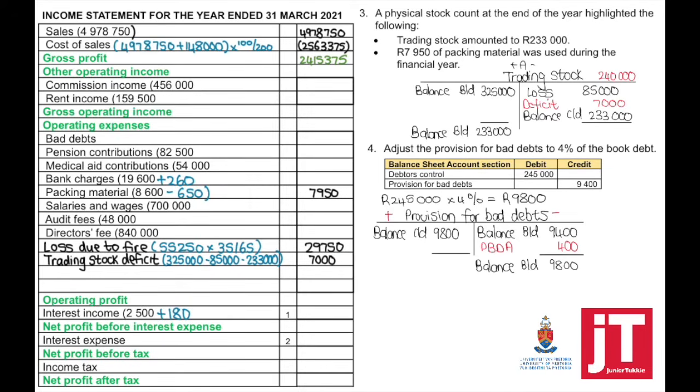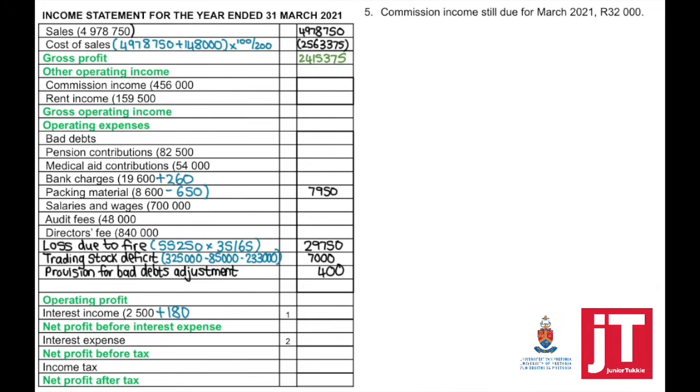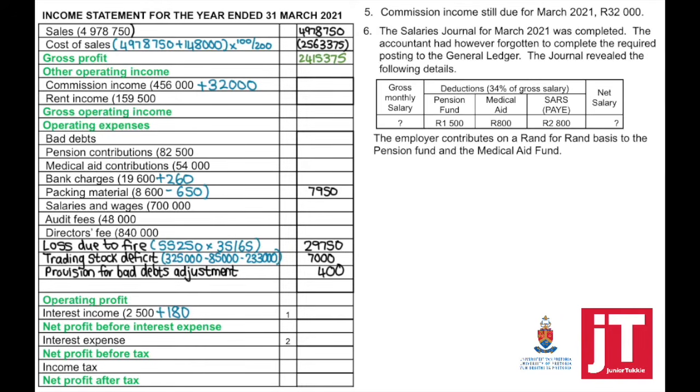If you calculate now, it should be 9,800, but it is 9,400. You should know this will need to be increased, and if we increase it, it means it goes to my operating expenses, provision for bad debts adjustment 400. Commission income still due for March 2021, 32,000. If it's still due, it means we need to add the 32,000 to the amount from the pre-adjustment trial balance.